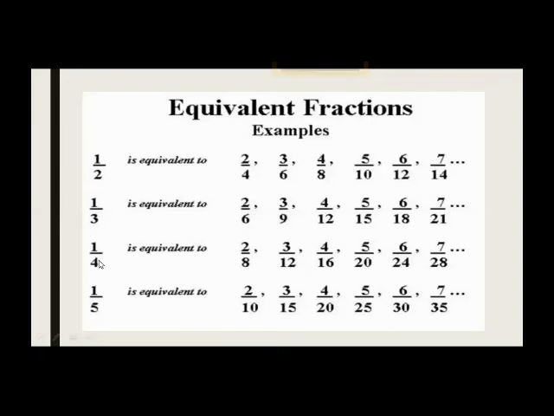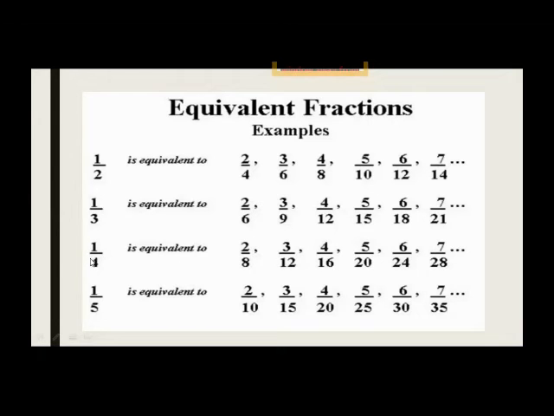Now 1 upon 4, you will multiply this 1 upon 4 by 2. So you will get 2 upon 8. When you multiply 1 upon 4 by 3, you will get 3 upon 12. When you multiply 1 upon 4 by 4, you will get 4 upon 16. When you multiply 1 upon 4 by 5, you will get 5 upon 20. When you multiply 1 upon 4 by 6, you will get 6 upon 24. And when you multiply 1 upon 4 by 7, you will get 7 upon 28.